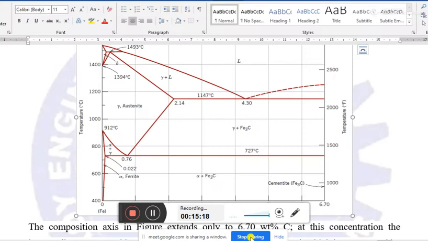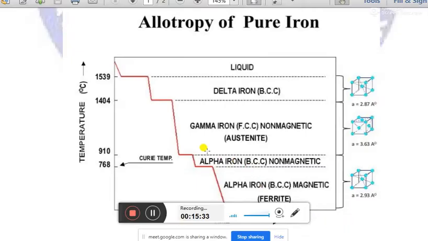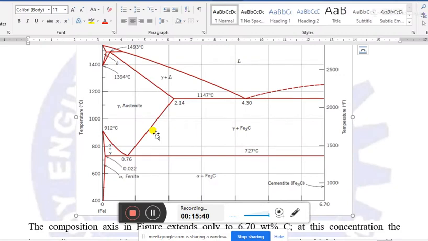After 912 degrees Celsius, after the mixture of ferrite and austenite, there will be pure austenite or pure gamma iron. The temperature range of gamma iron is from 910 degrees Celsius to 1404 degrees Celsius, or approximately you can take the range as 910 to 1400 degrees Celsius, but precisely the temperature is 912 degrees Celsius to 1404 degrees Celsius.